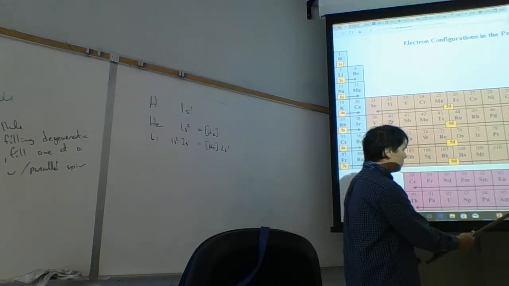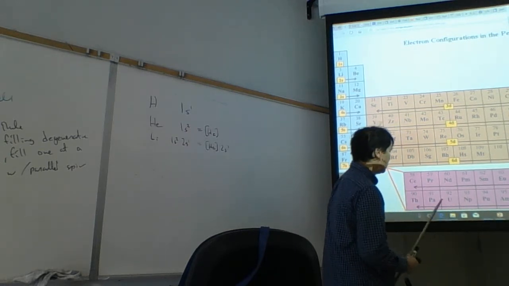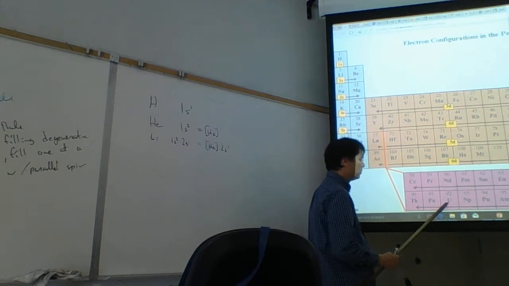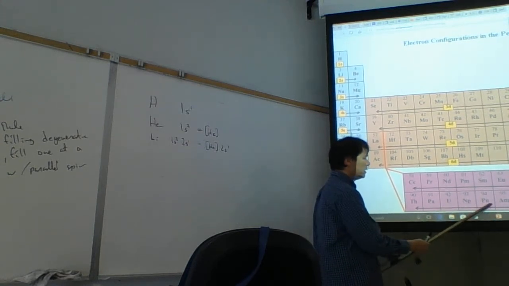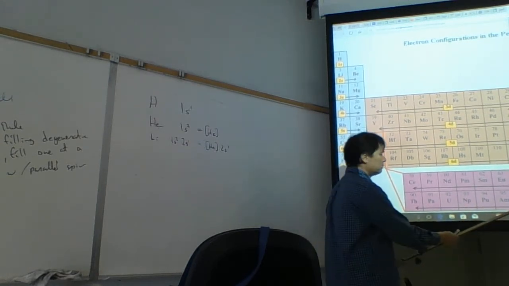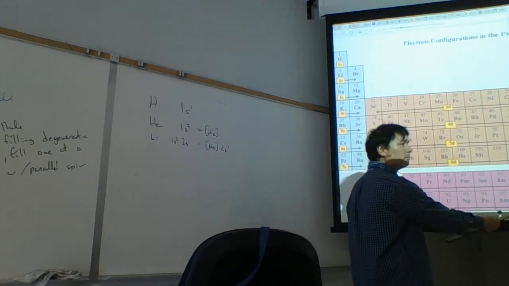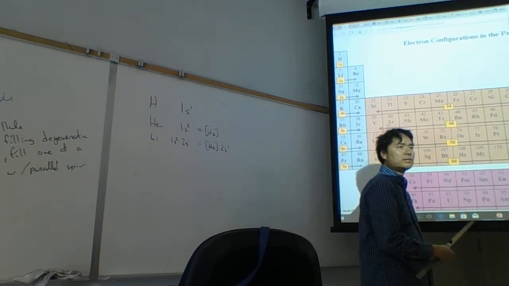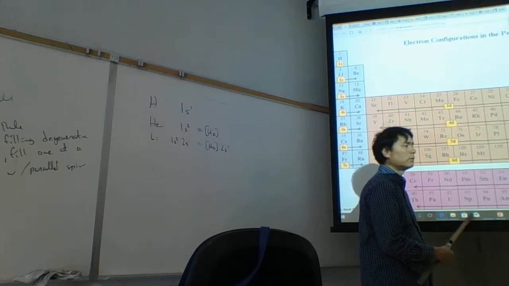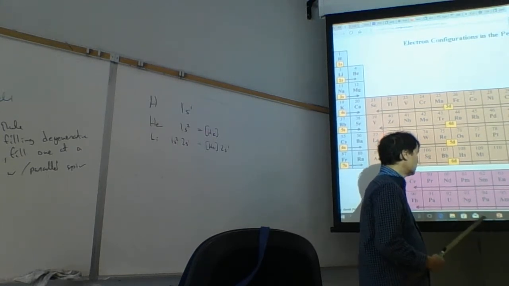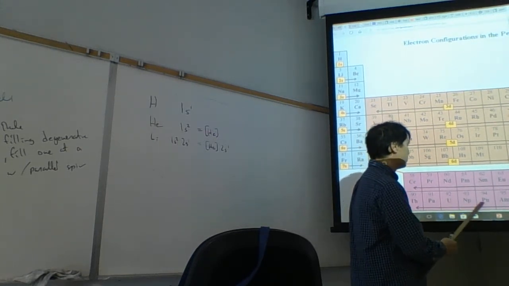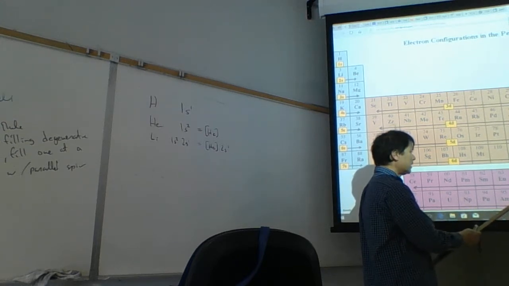The 5f elements are called the actinides. The actinides would be like thorium, uranium, plutonium, curium, californium. All these elements are radioactive. And all of those beyond uranium are man-made.